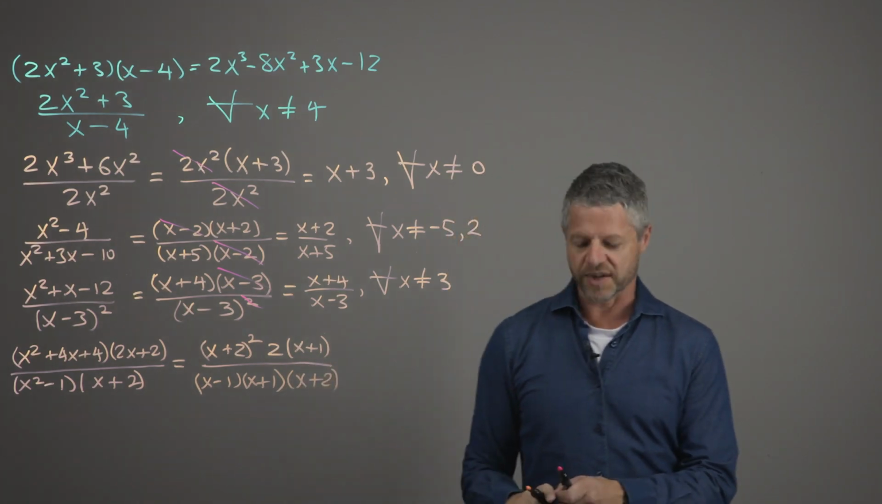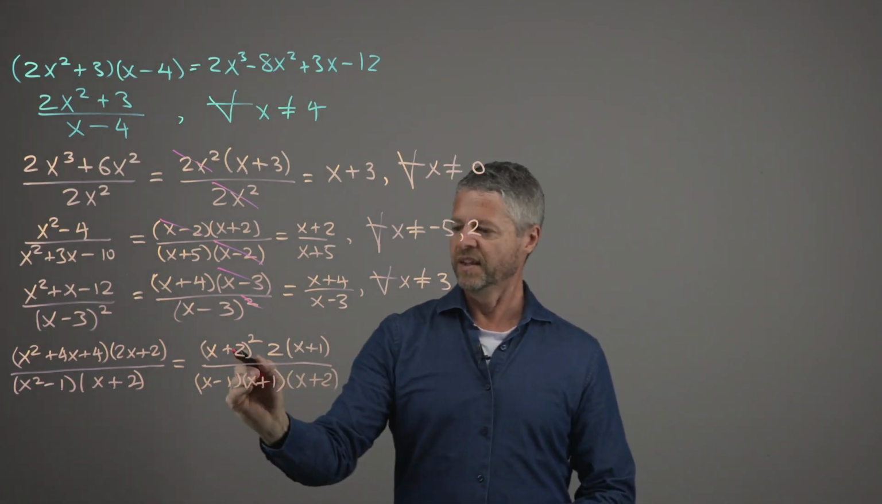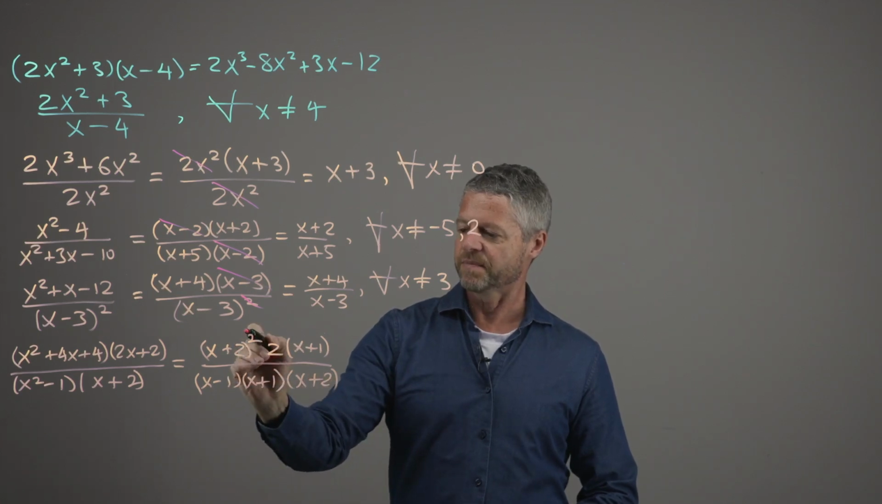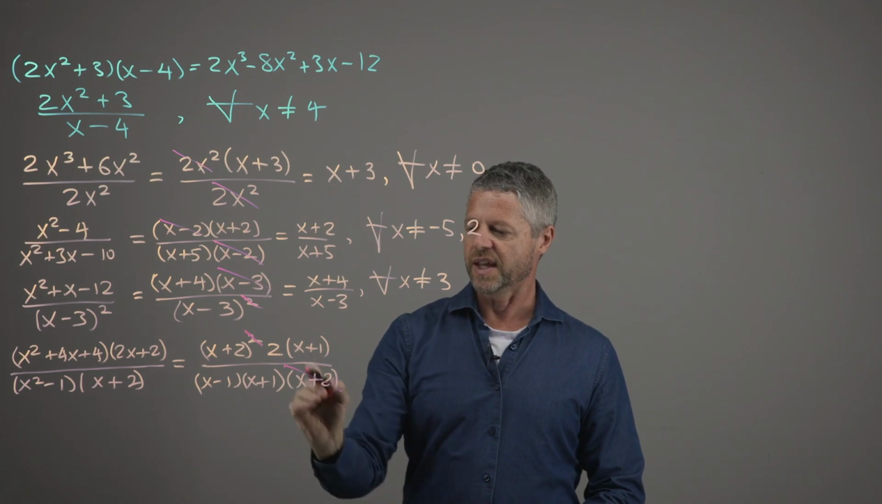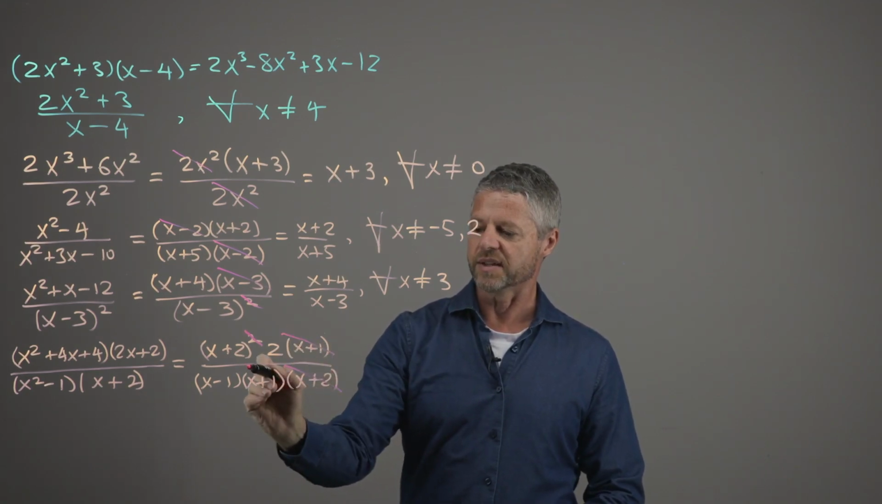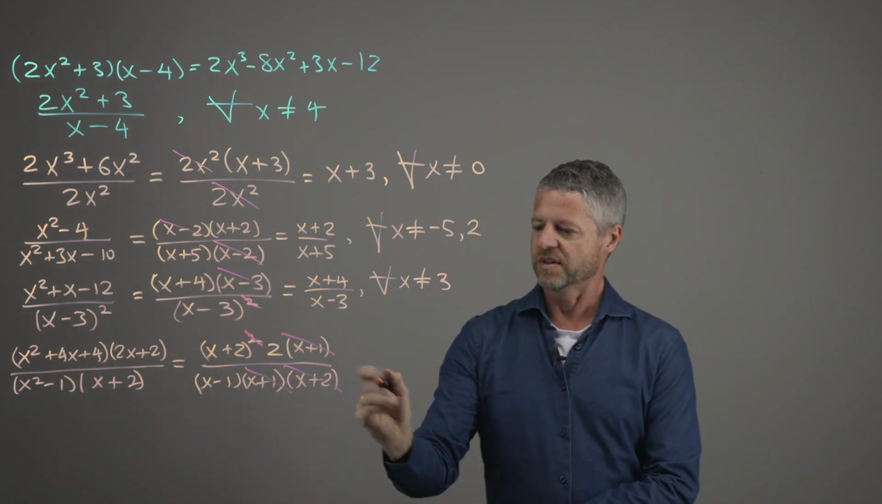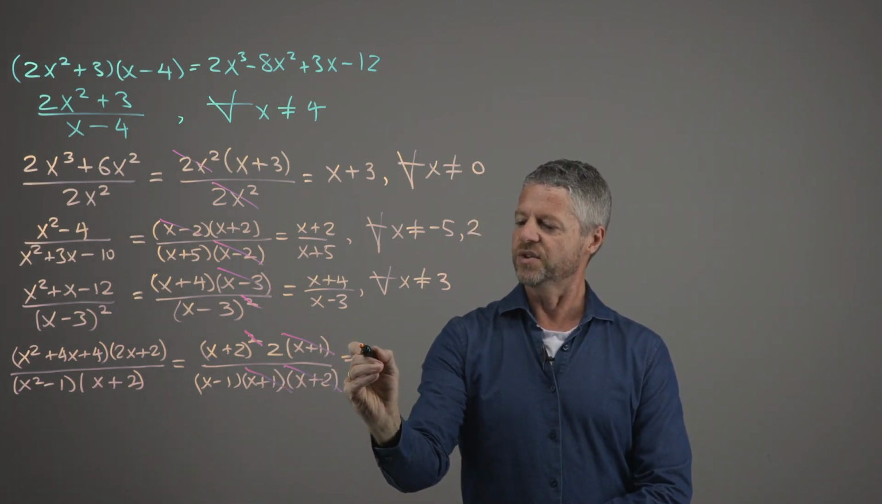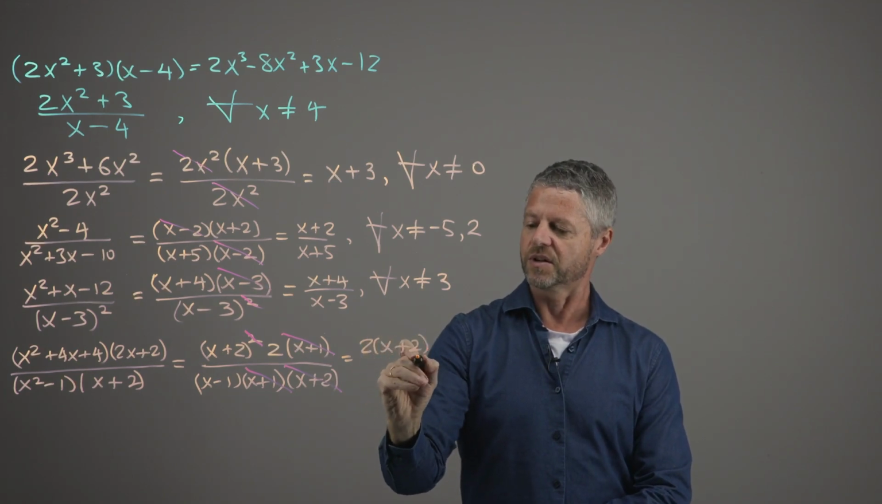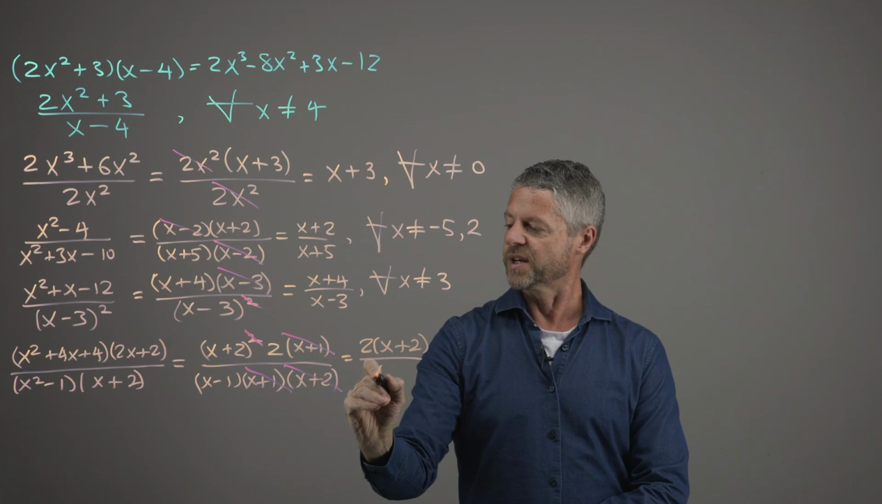And then let's see if I can do any cancelling. One of the x plus 2's here could cancel with this one in the denominator. And the x plus 1 here could cancel with the one in the denominator. So I've ended up with 2 x plus 2 over x minus 1.